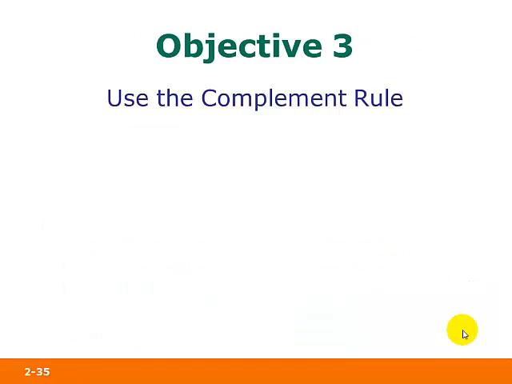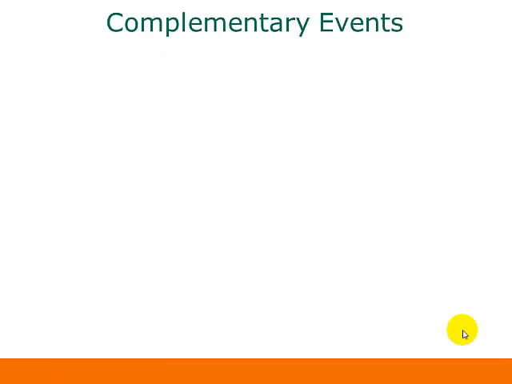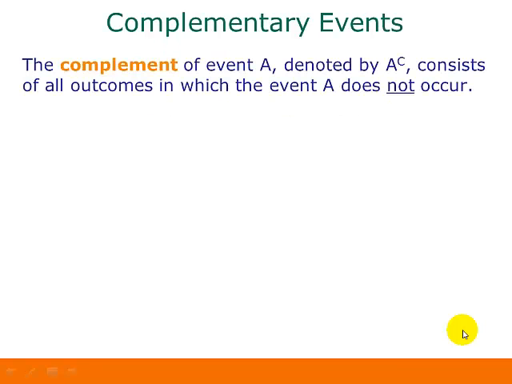Objective 3 is to use the complement rule. So first we need to talk about complementary events. The complement of event A, which in this class we denote by A with a superscript C, consists of all outcomes in which the event A does not occur. So in a way, it's the opposite of event A.